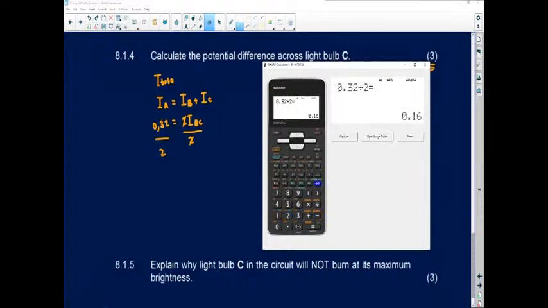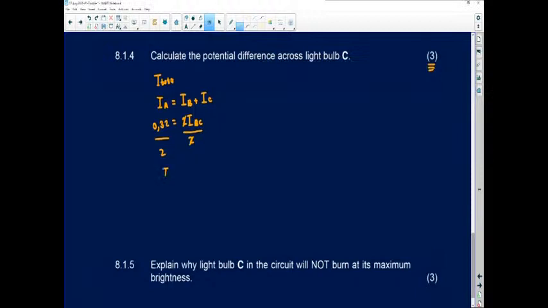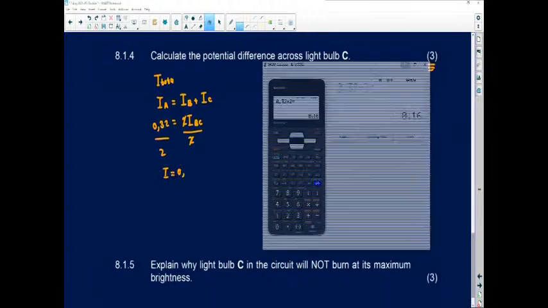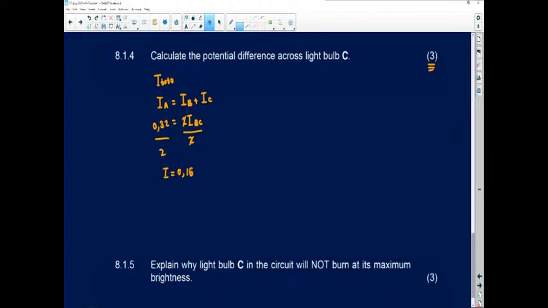So here we get 0.16. So the current that will split at B and C will be 0, let me just double check. Was it 0.16? Yes, we've got 0.16. Remember, to 2 decimal places. The SI unit for I is therefore a capital I. I'm not finished. They did say they want the potential difference. What I have only figured out is the current.